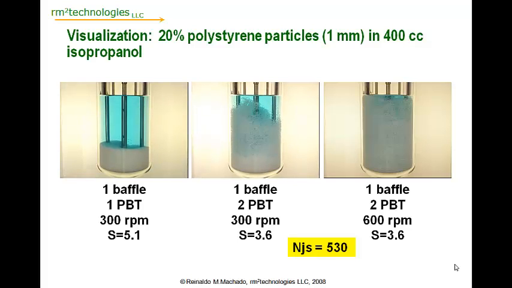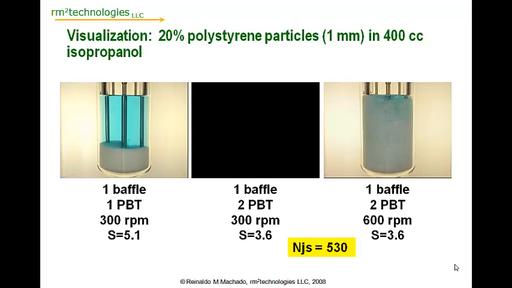For this particular example of two pitch blade turbines, the NJS, according to the correlations, should be 530 RPMs. And that becomes apparent when we look at the video clip at 600 RPMs. And we can see that no solids are sitting on the bottom for more than 1 second.